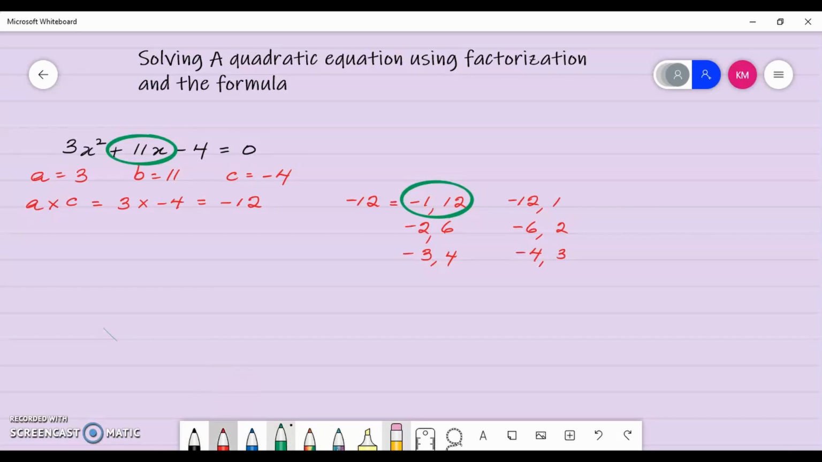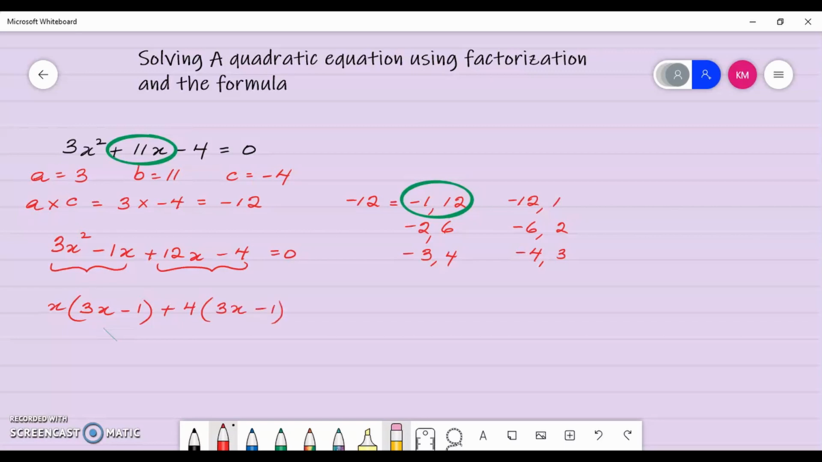So I'm going to write 3x squared take away 1x plus 12x take away 4 is equal to 0. Then I perform factorization by grouping. So I'm going to get x, open brackets, 3x take away 1. And here I'm going to get 4 by 3x take away 1.